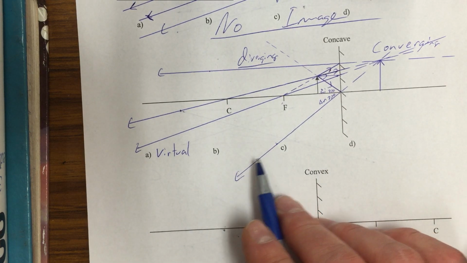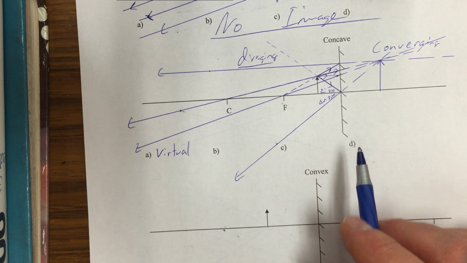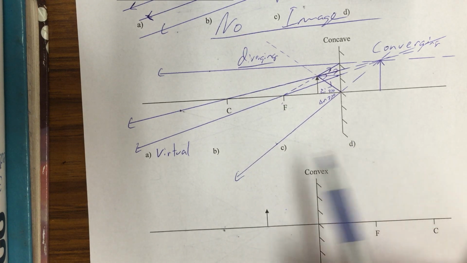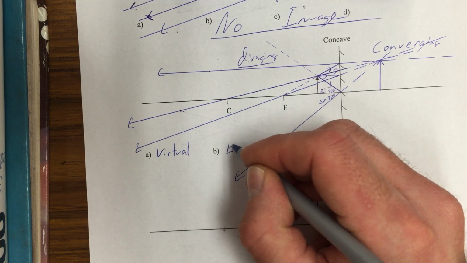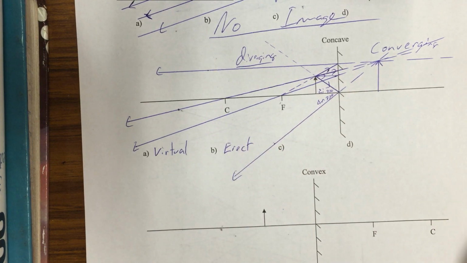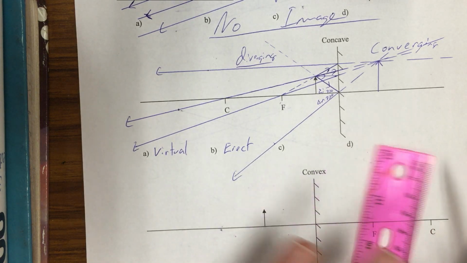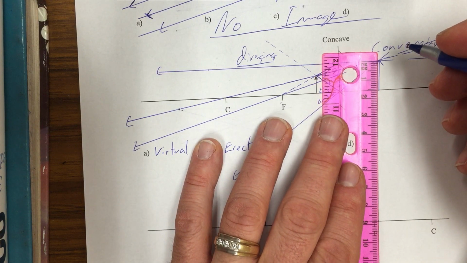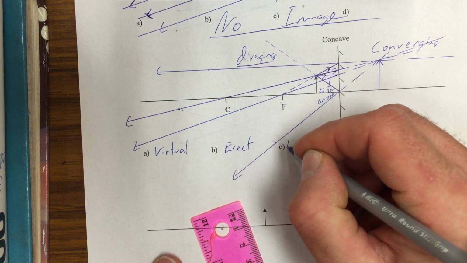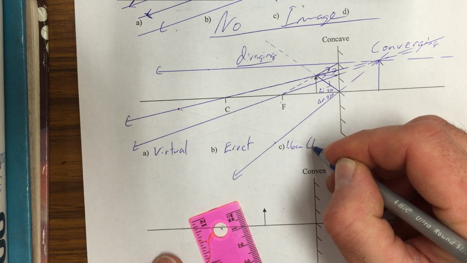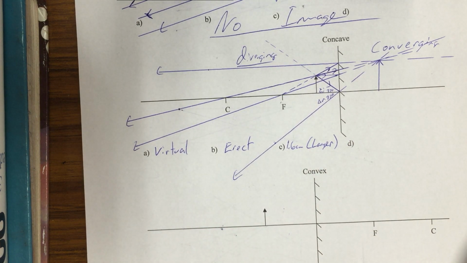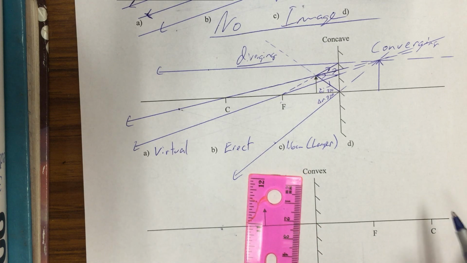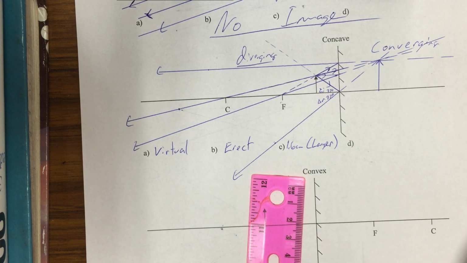Part B. Part B is asking me to describe whether this is erect or inverted. Well, the object points up and the image points up. So that makes this erect. The next part is my HI. I can measure my HI, and I can measure that HI to be 1.6. I get 1.6 centimeters. But what I want to note is that makes it larger. So this is unlike the virtual image that was created with a plane mirror. This image is actually larger.